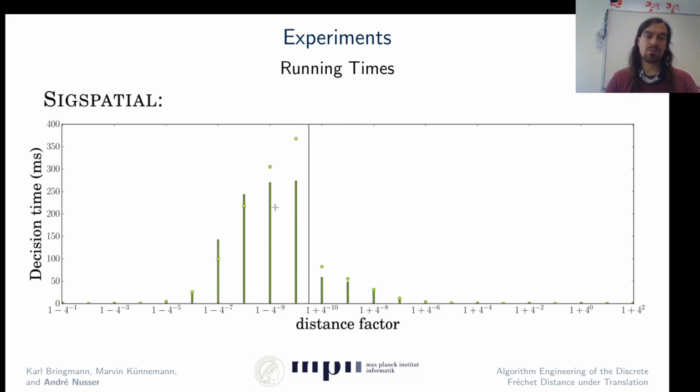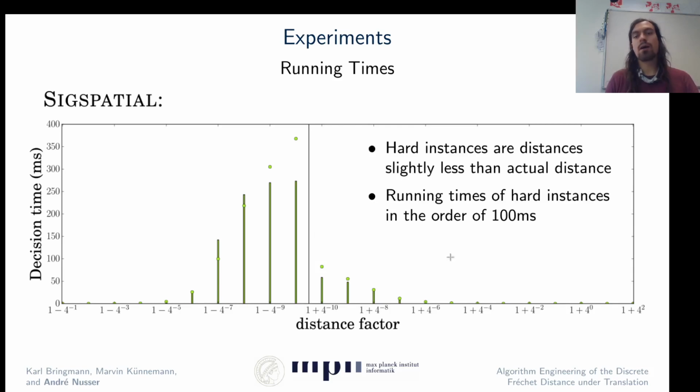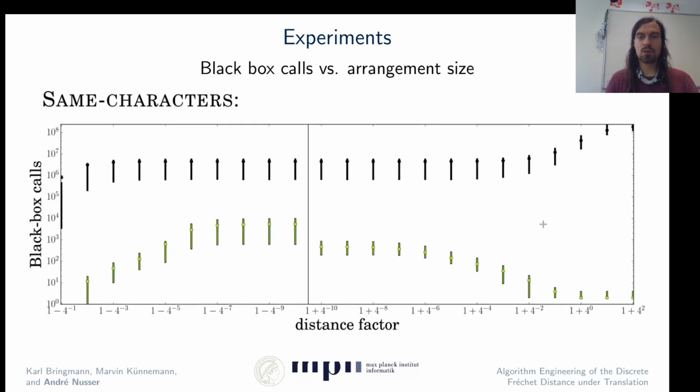So for the 6 spatial data, it looks quite similar. There are still also times in the range of something like 300 milliseconds. And again, those are the difficult cases. So I already mentioned those 2 points here. Good. So let's have a look at other experiments.